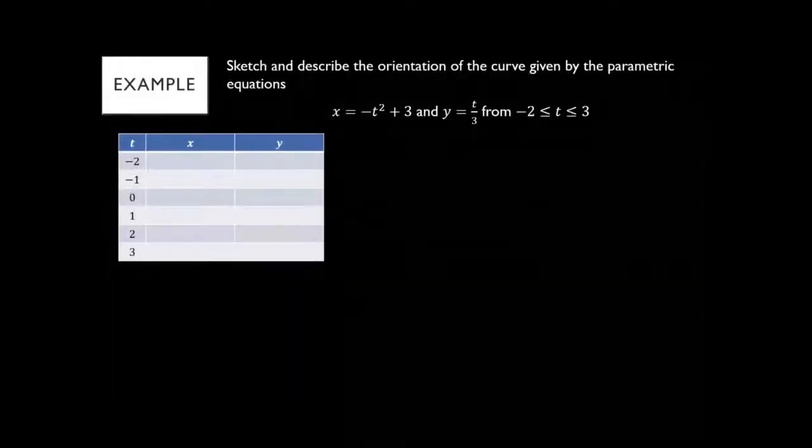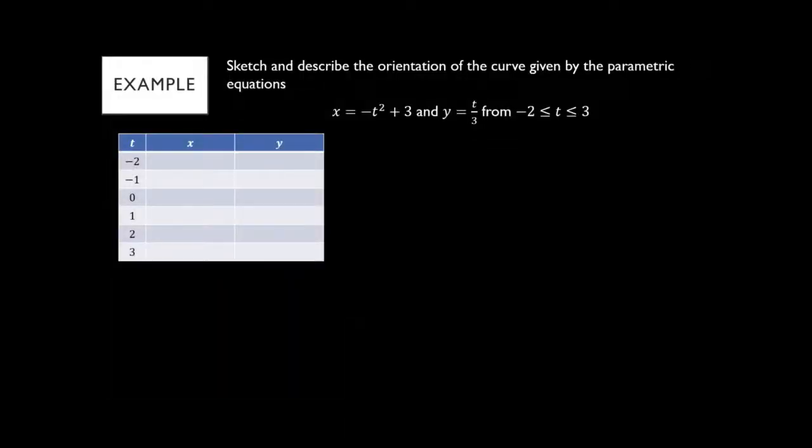So I've got this first one sort of set up already. We're going to sketch and describe the orientation of the curve given by the parametric equations x equals negative t squared plus 3, and y equals t over 3. And then we're going from negative 2 to 3 as far as t.